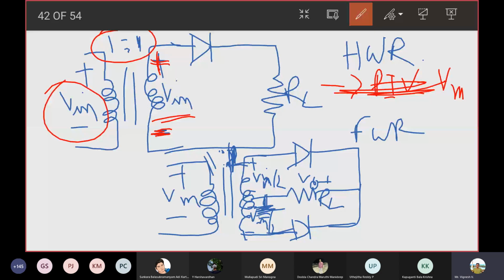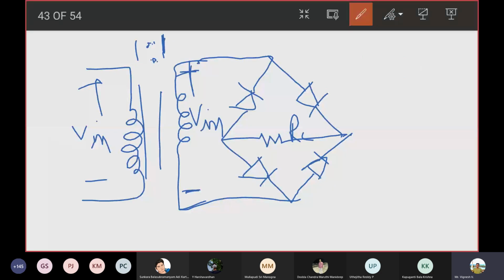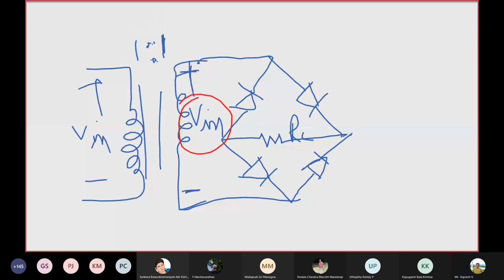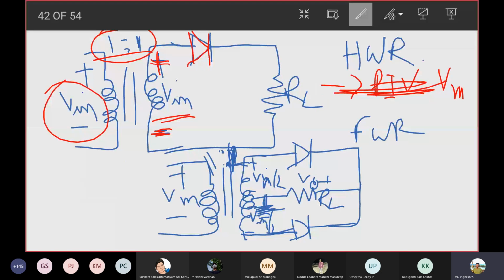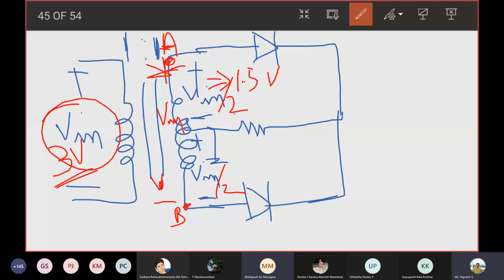What is the diode seeing? The diode is seeing the complete input voltage. Even in a bridge rectifier, the diode is seeing the complete input voltage. But here, unfortunately, for a center tap full wave rectifier, the diode sees only half of the input voltage because it is center tapped. Did you understand? Yes, sir. It's clear.